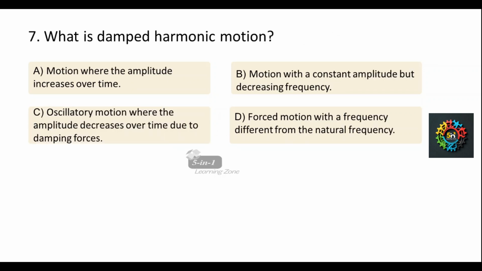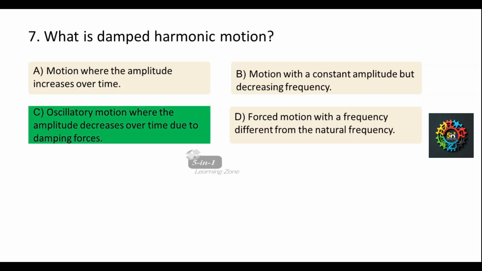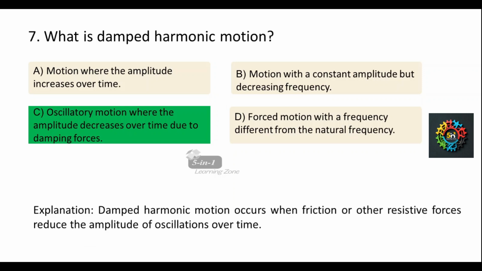7. What is damped harmonic motion? Answer. C. Oscillatory motion where the amplitude decreases over time due to damping forces. Explanation. Damped harmonic motion occurs when friction or other resistive forces reduce the amplitude of oscillations over time.